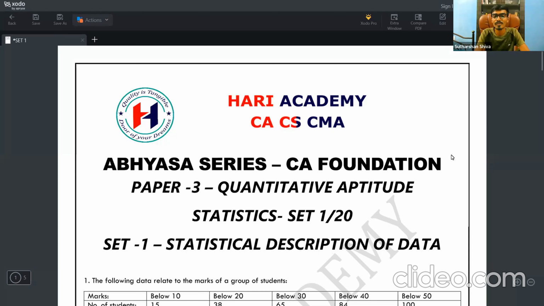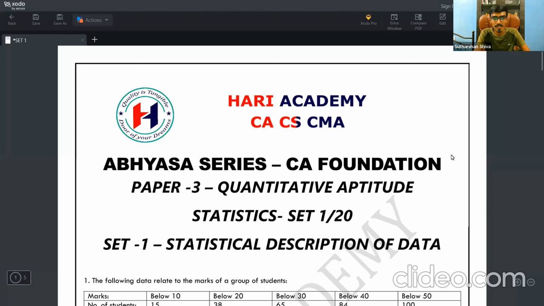Yes, we have already announced that we are going to come up with the Abhyasa series for CA Foundation for paper 3, that is quantitative aptitude. Many of the students are feeling difficulty in this paper. So we are going to start with the topic of statistics. Here we have planned for 20 sets of videos. Here is how the Abhyasa series will be: it will be 5 questions that we will be able to solve in 5 minutes. That's how we are going to proceed.